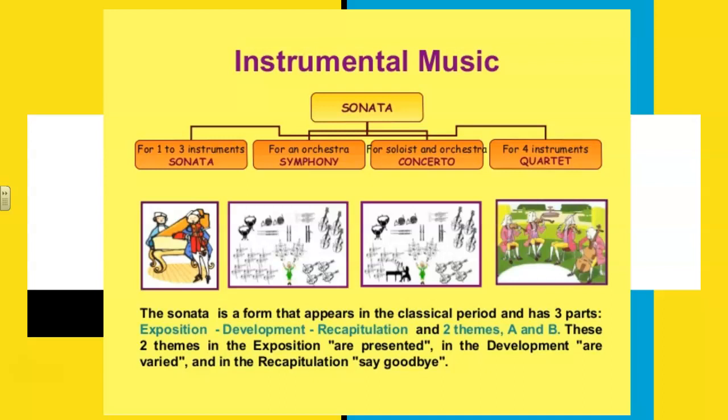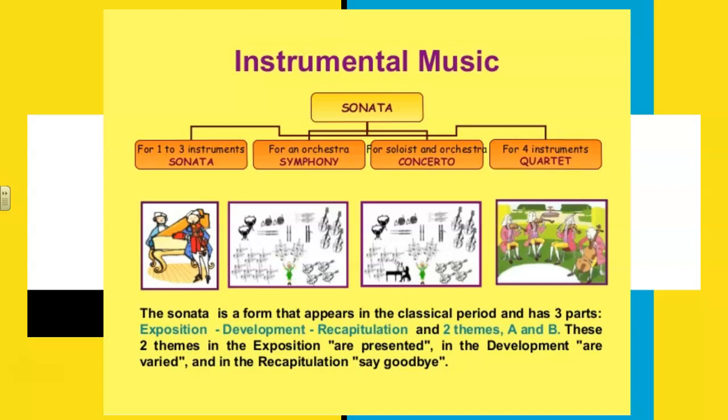The slow movement might be in a ternary form or a theme and variation form. The last movement or finale might be in rondo form, sonata form, or a combination of the two. The concerto is an extended composition for instrumental soloist and orchestra, usually in three movements, in the order fast, slow, fast. The quartet is a composition for four instruments.